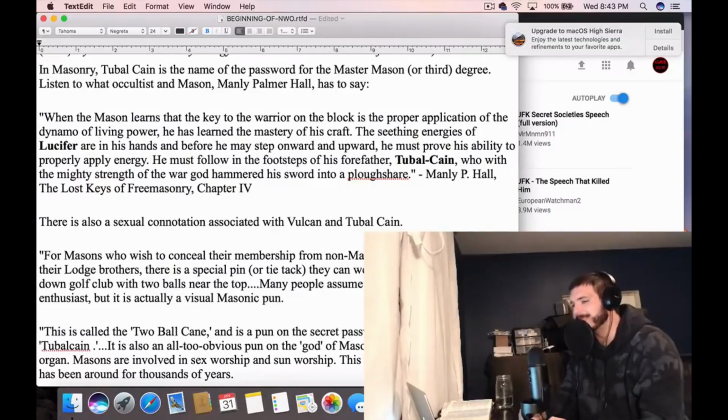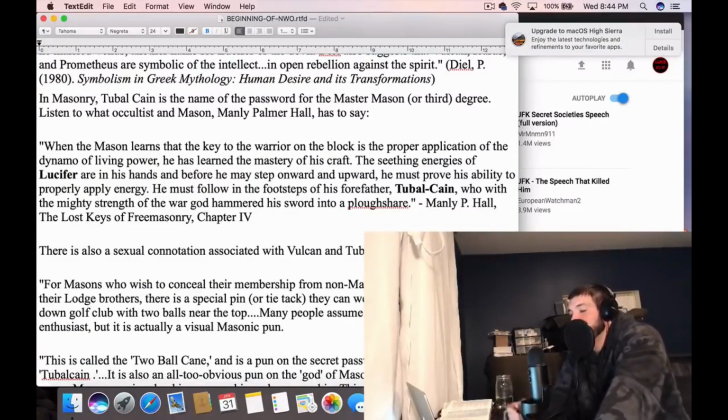He wrote in his book, The Lost Keys of Freemasonry, chapter 4, said this: when the Mason learns that the key to the warrior on the block is the proper application of the dynamo of living power, he has learned the mastery of his craft. The seething energies of Lucifer are in his hands, and before he may step onward and upward, he must prove his ability to properly apply energy. He must follow in the footsteps of his forefather, Tubal-cain, who with the mighty strength of the war god hammered his sword into a plowshare.